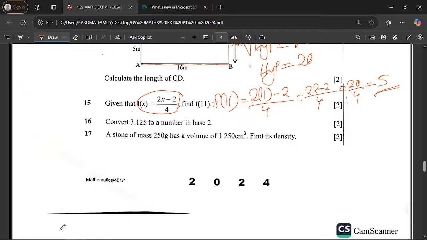So question 16 is: convert 3.125 to a number in base 2. Convert 3.125 to a number in base 2. So convert that number into base 2. How do we convert that number into base 2?